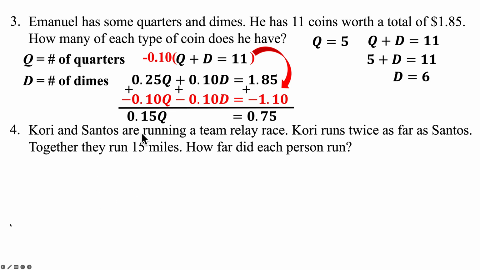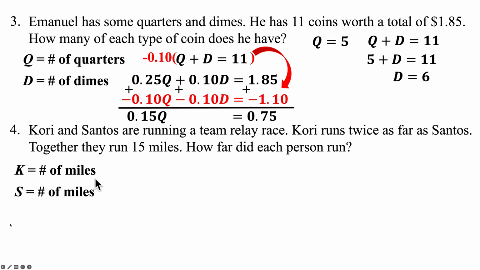Corey and Santos are running a team relay race. Corey runs twice as far as Santos. Together they run 15 miles. How far did each person run? All right, K for Corey's number of miles, S for Santos's number of miles.